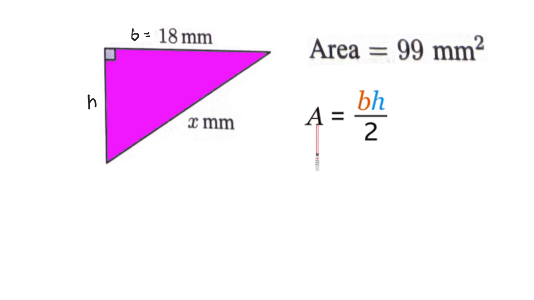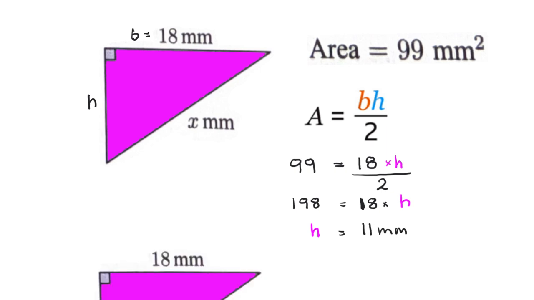Now we know that the area is 99 millimeters squared. We know that the base is 18 millimeters, but we don't know what H is. And now we need to divide it by 2. So we delete the 2 by multiplying 99 by 2. And this is equal to 198, which now equals 18 times H. We remove the 18 as well, and it turns out that H is equal to a very nice number, which is equal to 11.